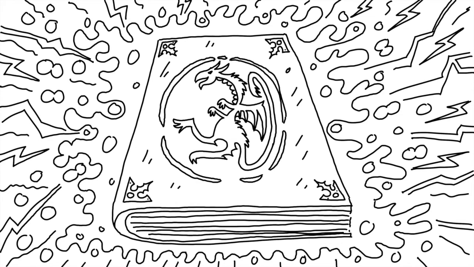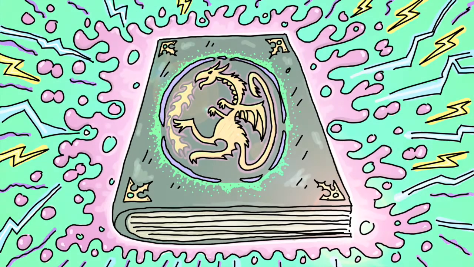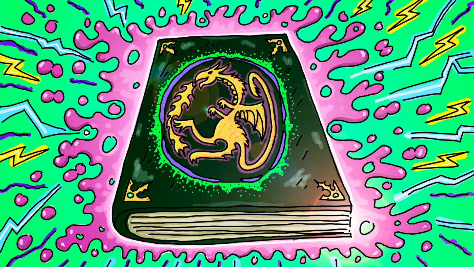There is Mal's magical spell book. But there is one thing missing, the fire from the dragon. So let's use a spell to make it appear. Dragon fire appear! There we go.